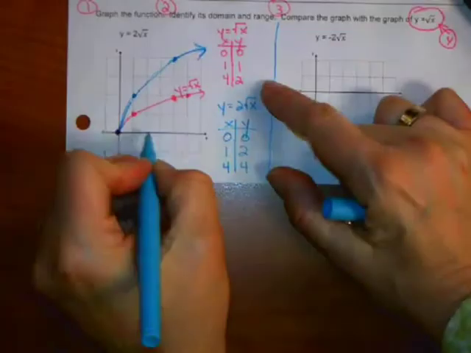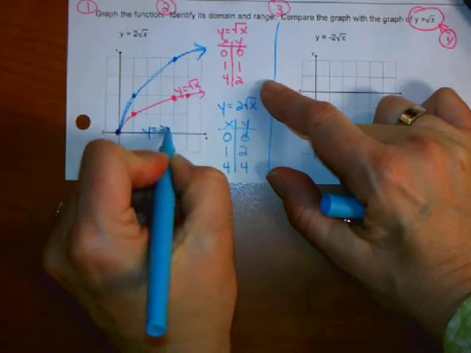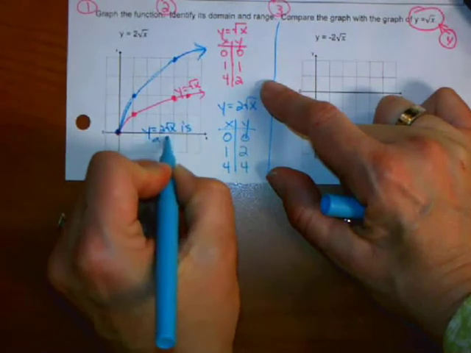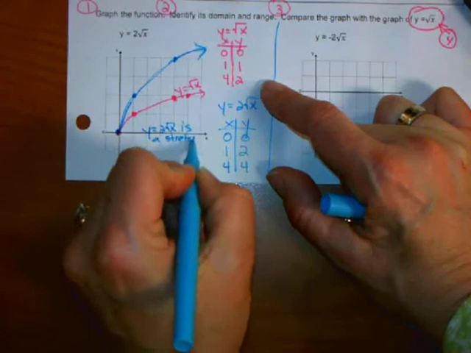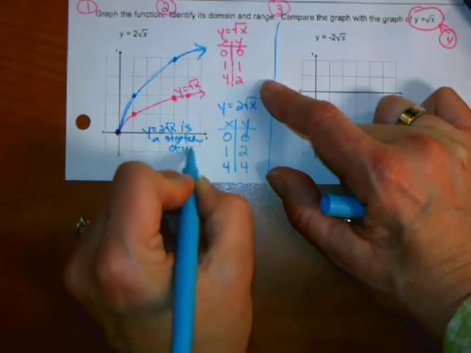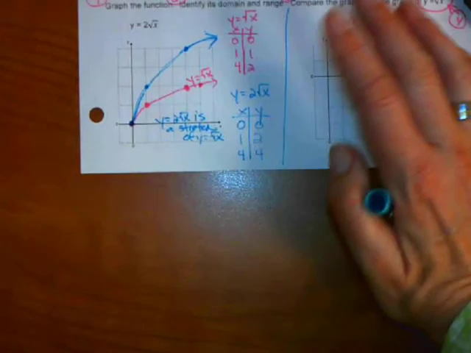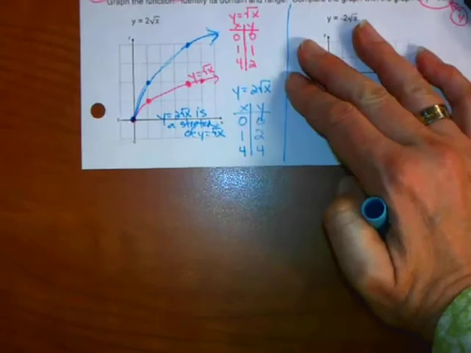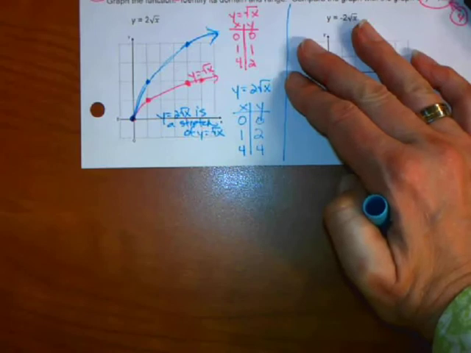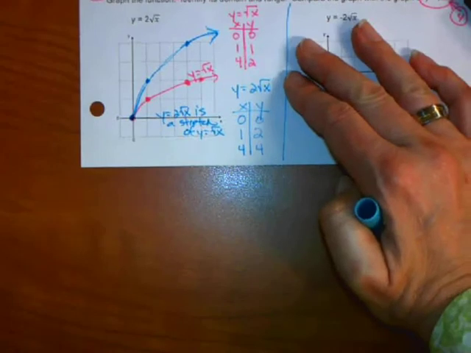Okay, so I'm going to say y equals 2 times the square root of x is a stretch of y equals the square root of x. And if you can't remember that word stretch and you say grew, that's fine. 2 times the square root of x is a stretch of y equals the square root of x.